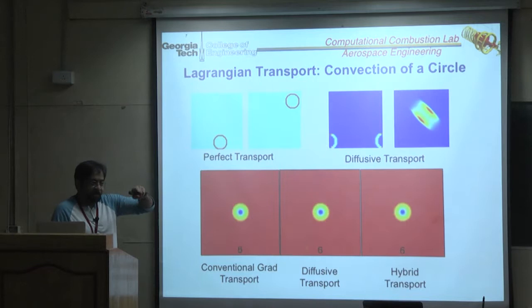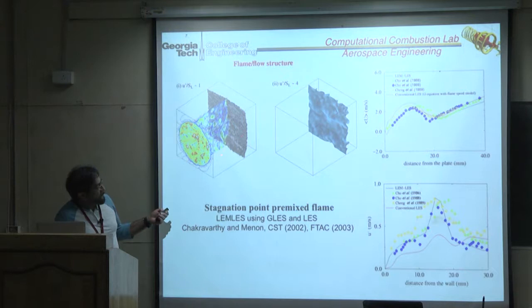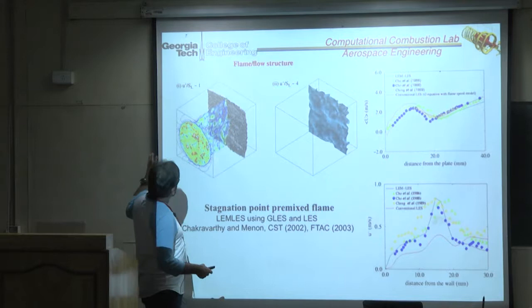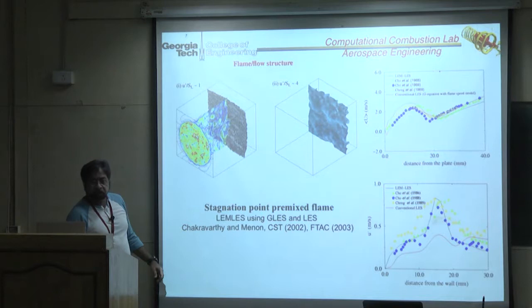So for example, here is an old case. I think I will stop very shortly. In the next lecture, I'll show you more applications. Here's a stagnation point flame. Here's a flame sitting there. You have turbulent mix coming in, and the flame is sitting there and wrinkling. And we're doing the LEM model.